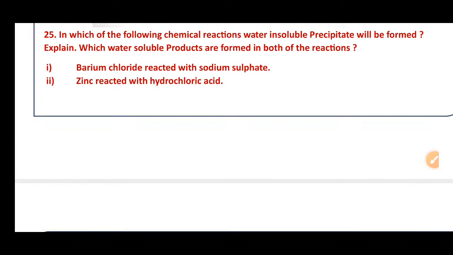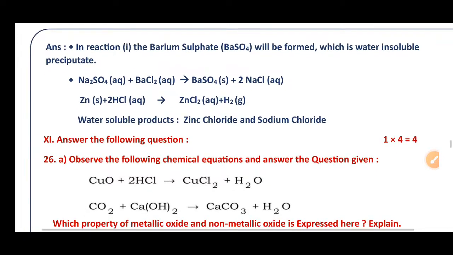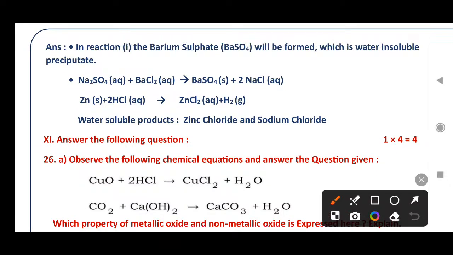In which of the following chemical reactions will a water insoluble precipitate be formed? Explain. Which water soluble products are formed in both of the reactions? Barium chloride reacts with the sodium sulfate. It's a first reaction. Second reaction, zinc reacted with the hydrochloric acid. Then C. In reaction 1, barium sulfate will be formed, which is water insoluble. It's about water insoluble precipitate.